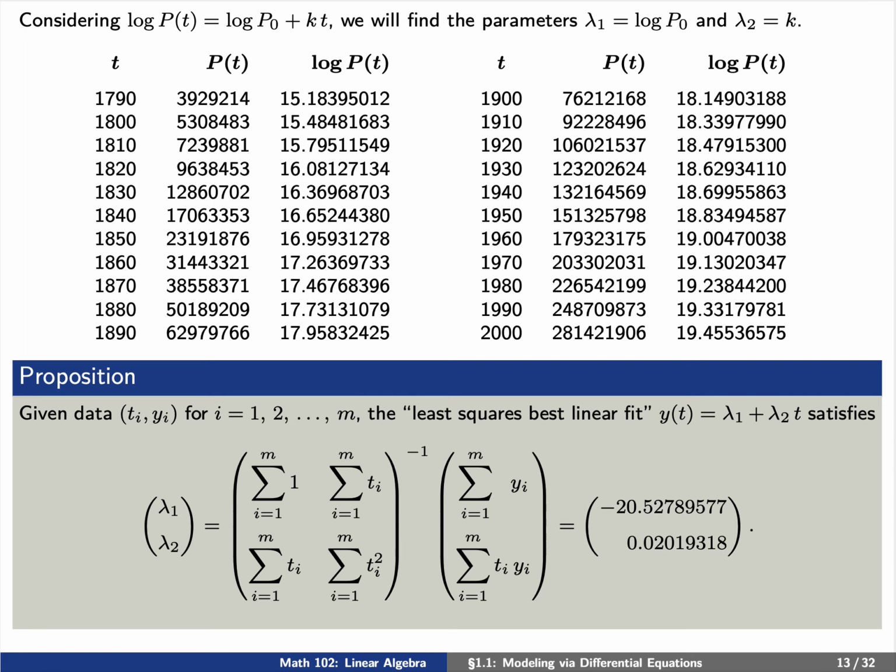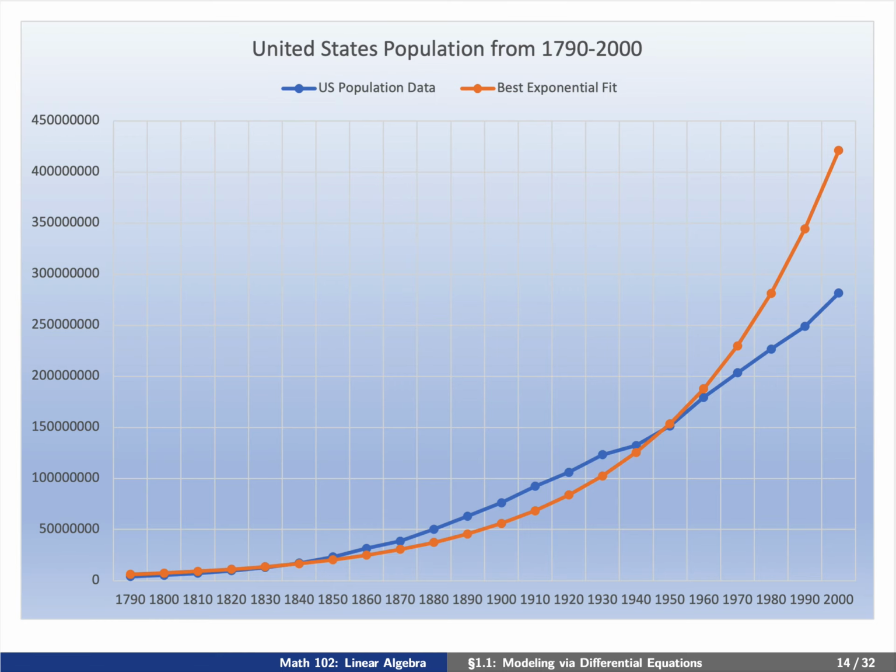We're not going to worry much about where these formulas come from today. We'll just simply say that using the data that you see here on your screen, we can compute that lambda 1 is approximately negative 20.527, and lambda 2 is approximately 0.020. Now let's put all of this together and actually take a look at the plot of our function p of t. The blue dotted line you see here is the actual data from the census. The orange dotted line is the curve that we're assuming. This is our p of t.